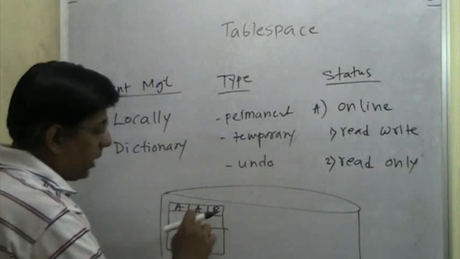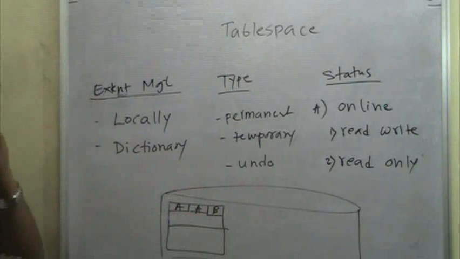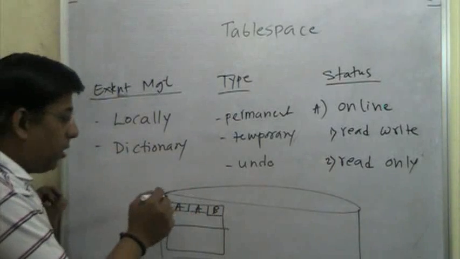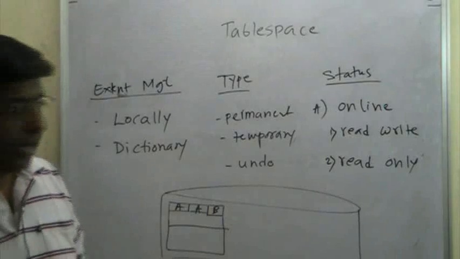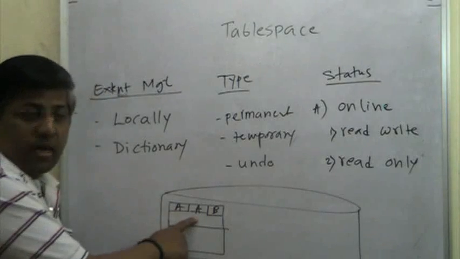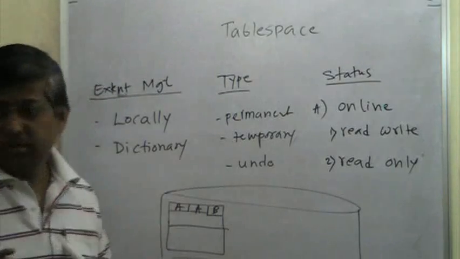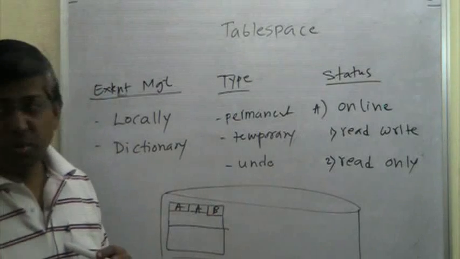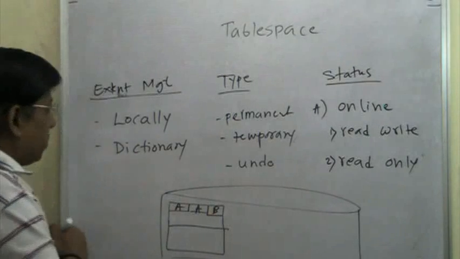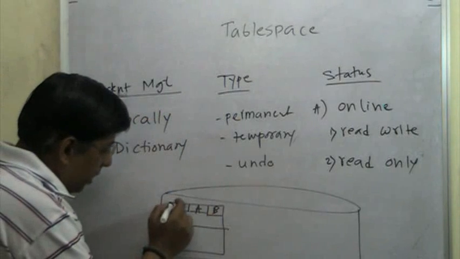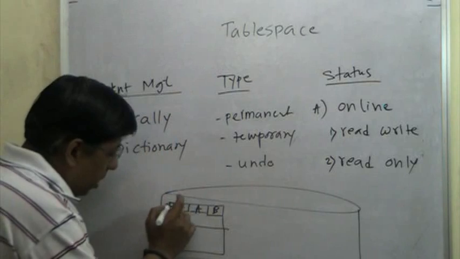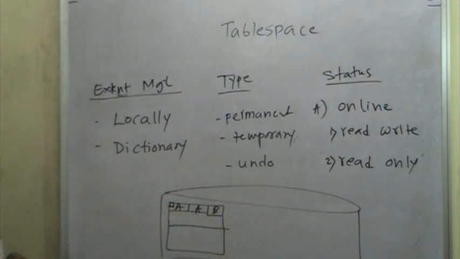The information about the extent, which is free, which is not, which one belongs to which table, all that information has to be kept somewhere, so that when I drop table A, then Oracle knows that these two extents should be removed from there. So all that information is kept somewhere locally, and where is that locally kept? In the first block or the first few blocks of that data file.